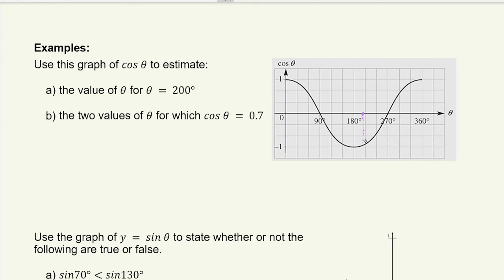We bring it down to the graph. That's where it meets the graph. So we come across until we meet the axis, and I reckon that spot there is around about -0.9. So I'm going to say for A that cos theta is approximately equal to, so we use our squiggly equals, approximately equal to -0.9, because it is an estimate.